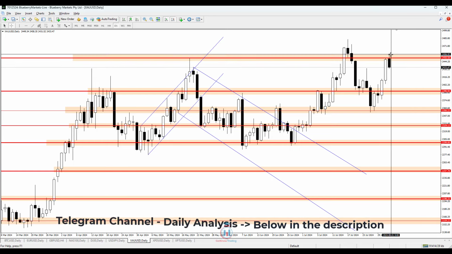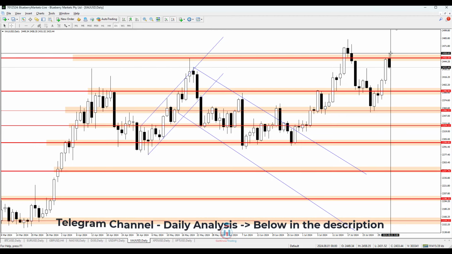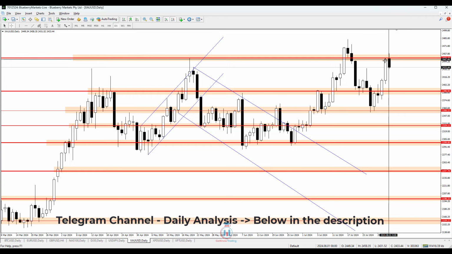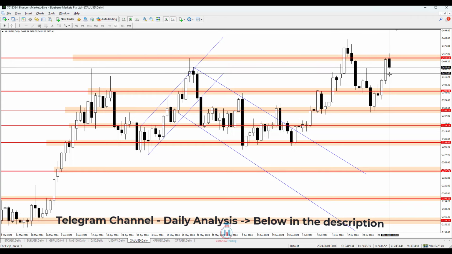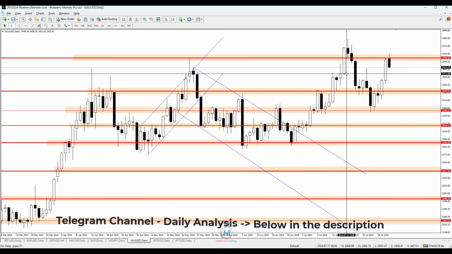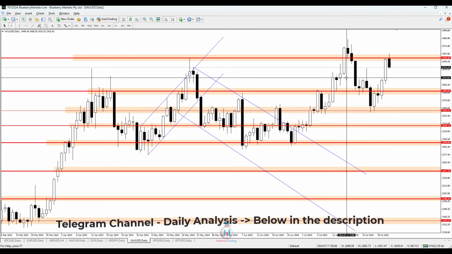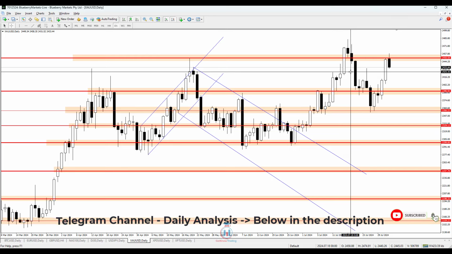Now we can see that this day has started with a wick on the upper side, with the price trying to rise above this supply zone, but then the price retraced back down and is currently heading right down, where the next support is around this level, which is 2421.98, and then after that the second one will be around 2415.